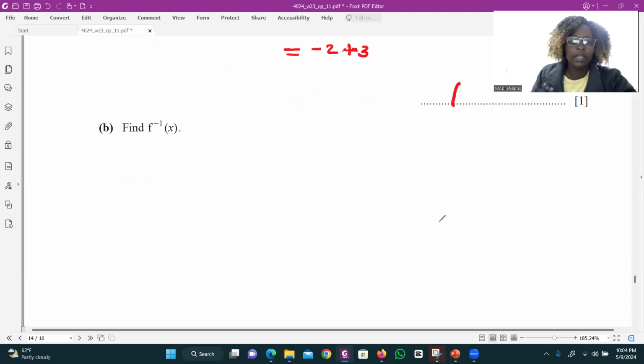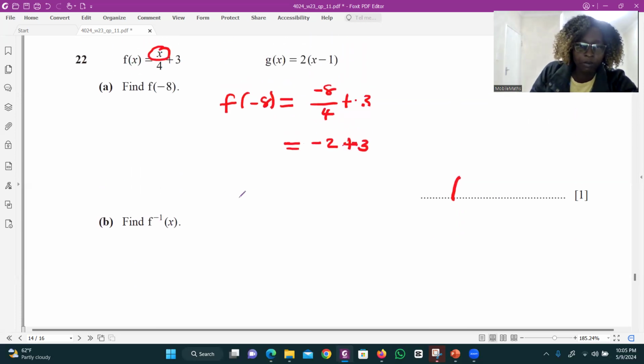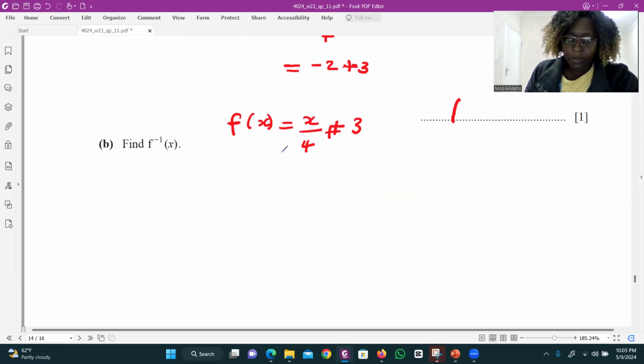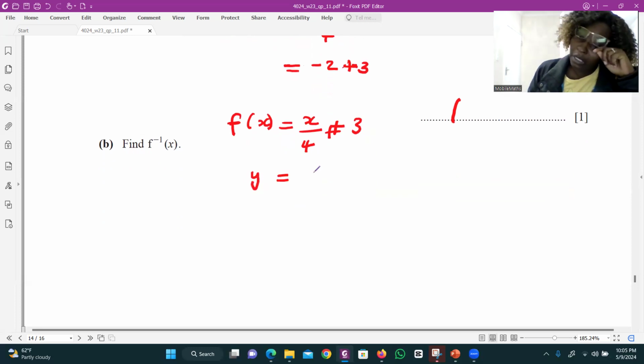Let's move on. The inverse of f of x. Okay, so we've got f of x is x over 4 plus 3, right? Where we have plus 3, let's write plus 3 here. Sorry, I wrote many times. So our f of x, we are going to substitute f of x with y and say y is equal to x over 4 plus 3.